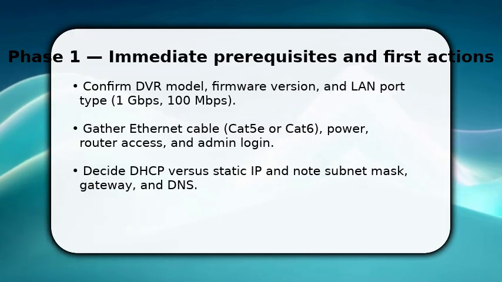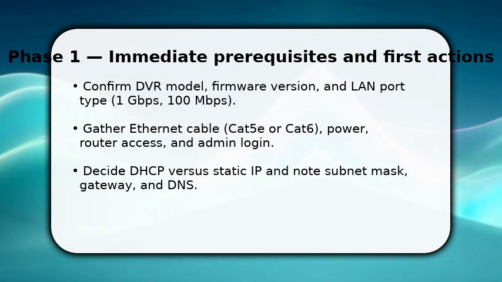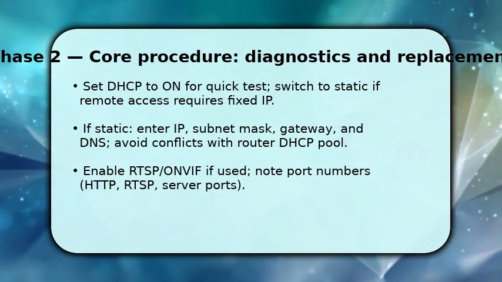Choose DHCP to test connectivity quickly, or pick a static IP if you need consistent remote access. This prevents IP drift and eases port forwarding later. You'll now configure the network in the DVR interface.